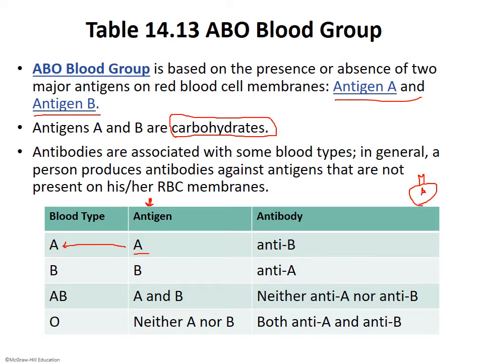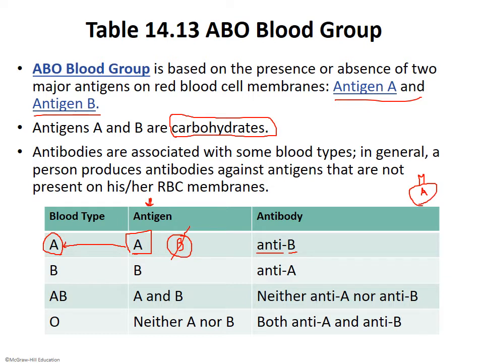Whatever antigen I do not have, I will make an antibody for it. That means that antigen is my foreign invader, my enemy. So if I am type A, that means I do have A antigens on my cell. That means I do not have B antigens. Therefore, B antigens are my enemy. So my body makes anti-B antibodies.